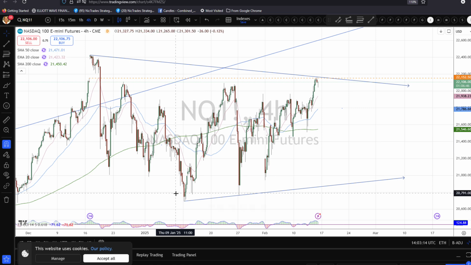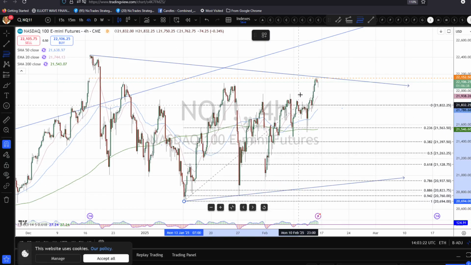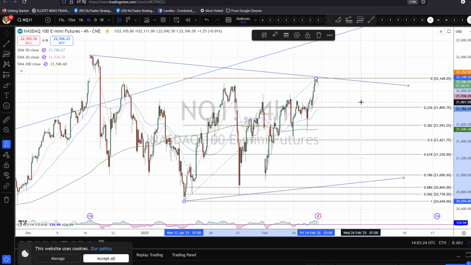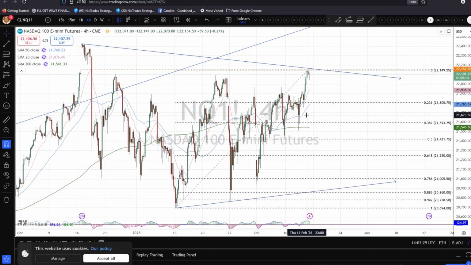So when you get an equal measured move like this, you put your fib retrace levels over both swings. So I'm going to go from the low here mid-January to this high and say that we're still going up unless we fall underneath this 236 fib level, which is 21,805. So we could see a pullback here. Remember, this is just a 4-hour chart.